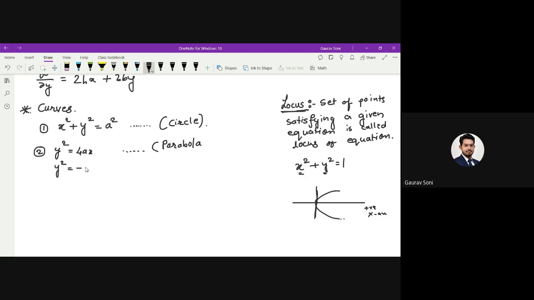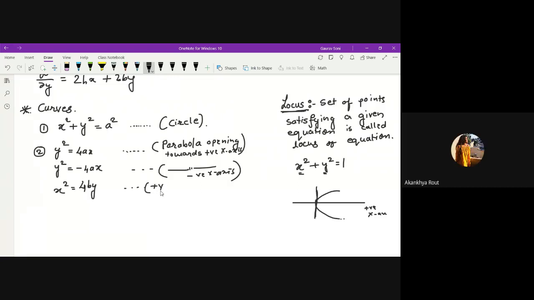So it is opening towards positive x-axis. So there are four cases to this. y square is equal to minus 4ax. When you put the negative sign, it will open towards negative x-axis. x square is equal to 4by. This will open towards positive y-axis. x square is equal to minus 4by opens towards negative y axis.